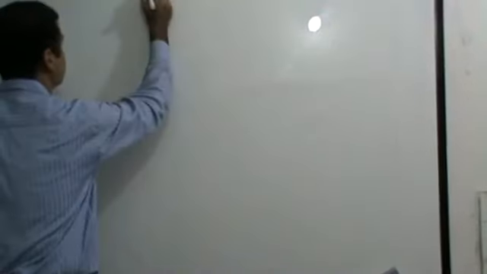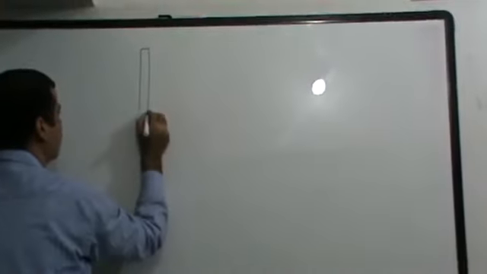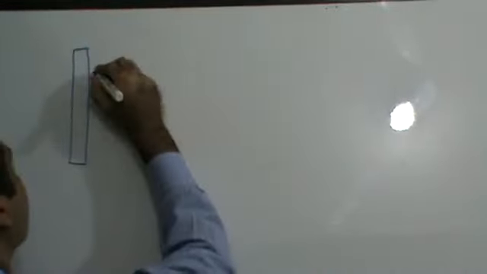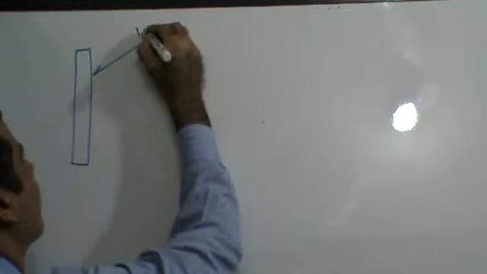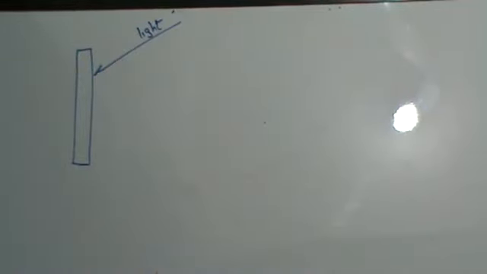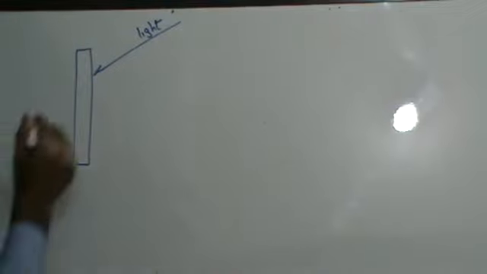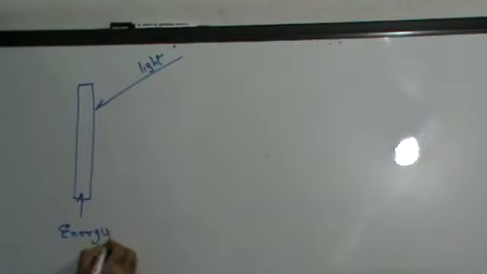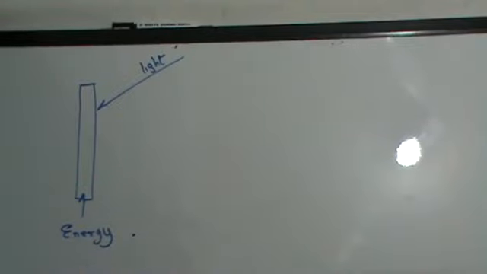Let's try to understand certain concepts today. This is a metal sheet. Now let's assume that light energy is incident on it. Light energy is going to supply it with some amount of energy. Let us see how the energy is going to be used up.